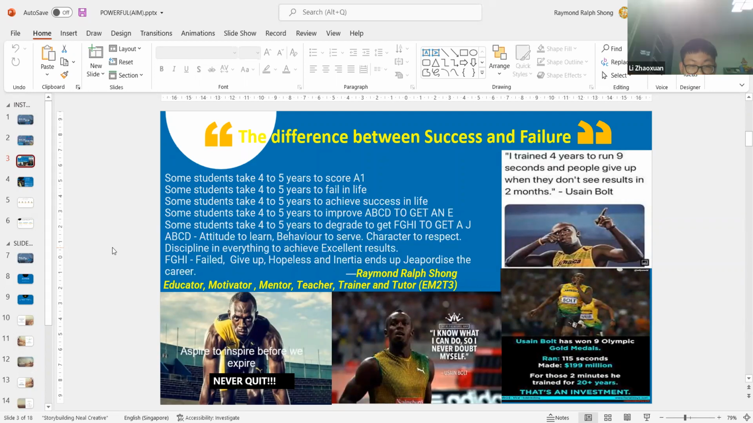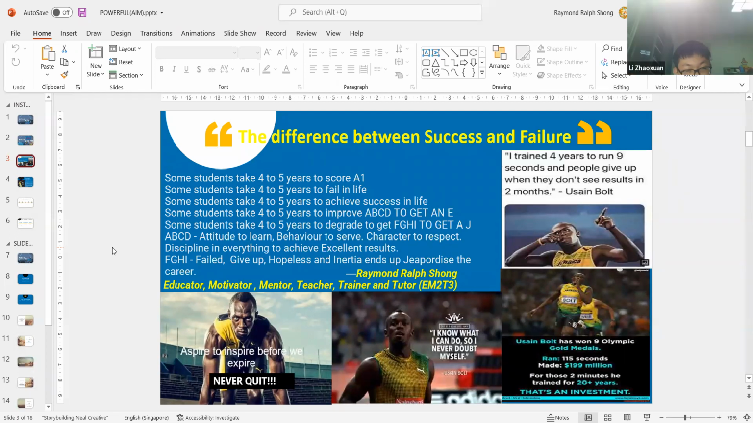Some students take 4 to 5 years to score A1. Some students take 4 to 5 years to fail in life. Some students take 4 to 5 years to achieve success in life. Some students take 4 to 5 years to improve from A, B, C, D to get an E. Some students take 4 to 5 years to degrade from F, G, H, I to get a J. A to J.